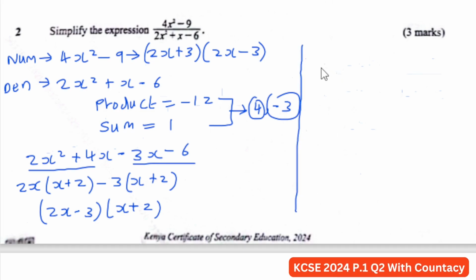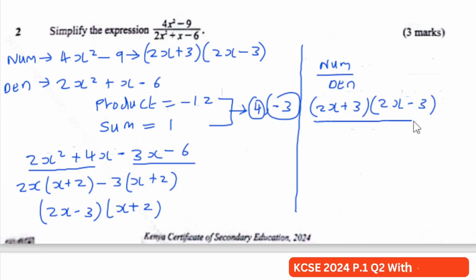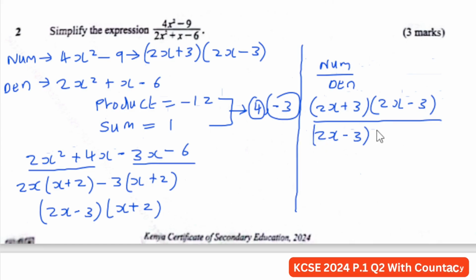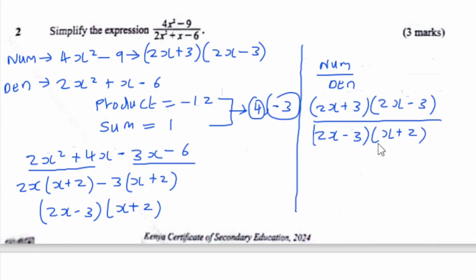So finally, we pick our numerator and divide by our denominator. Let's go ahead and do that. We found out that our numerator, whenever it is factorized, gives 2x plus 3, and that's exactly what we write here: 2x plus 3, multiplied by 2x minus 3. For the denominator, whenever it is factorized, we get 2x minus 3, multiplied by x plus 2.